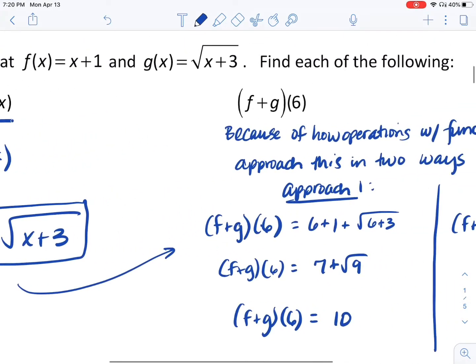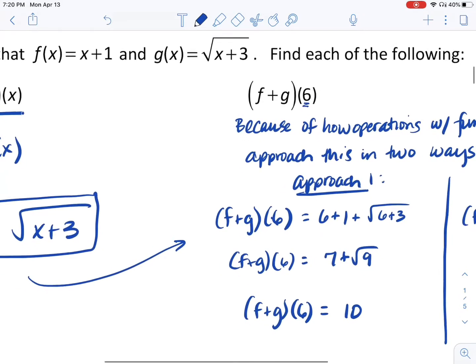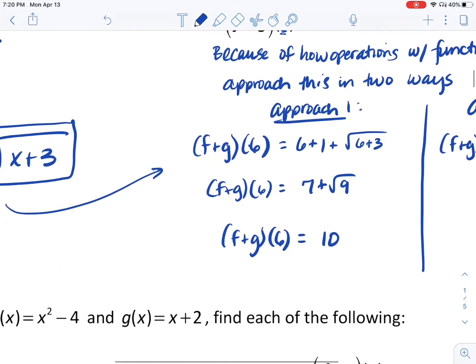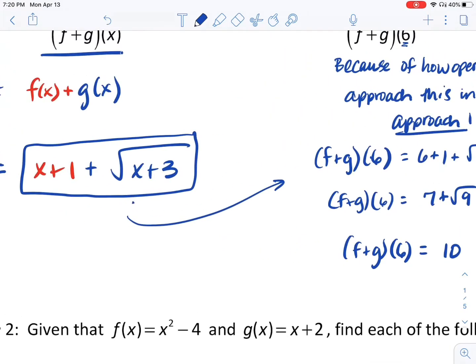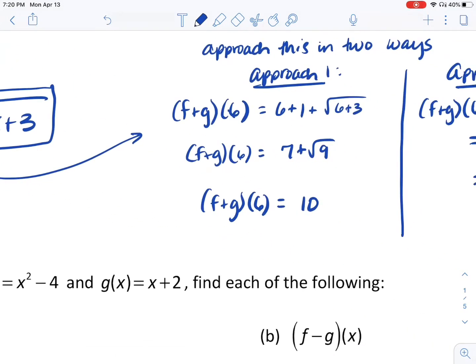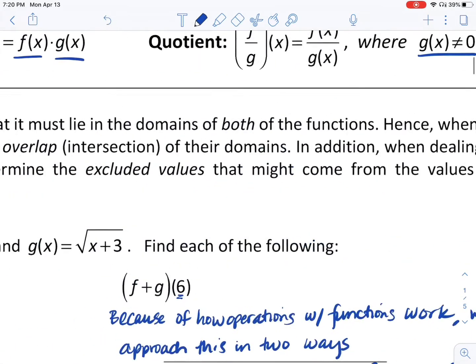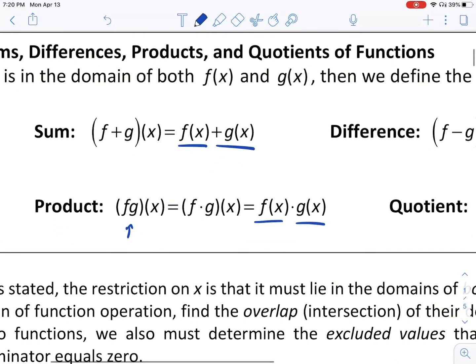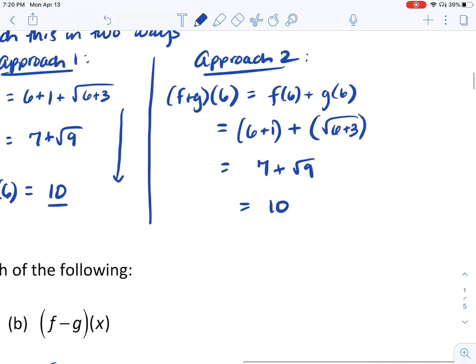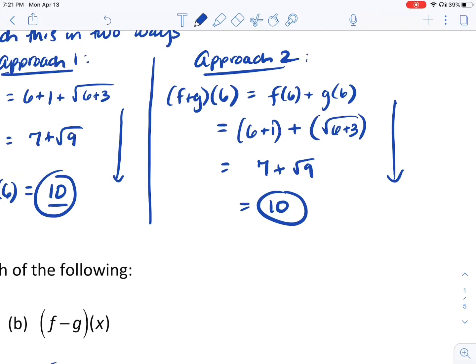If I wanted to evaluate that sum at the value of 6, I could do that in one of two ways. I could either use the first approach of taking that sum function we defined here and substituting 6 into it and going through the process to find that when I evaluate and simplify, it gives me 10. Or I could take advantage of the definition of what the sum function is and say, well, find f of 6, find g of 6, add them together, and that'll give me f plus g of 6. Which is exactly what's done in the second approach. And as you might note, those two values are the same.